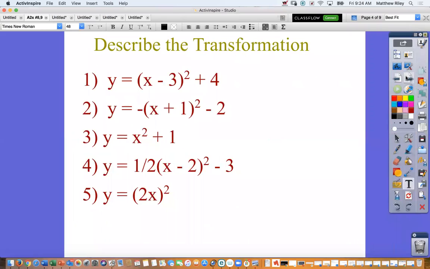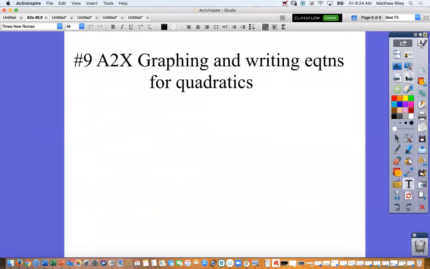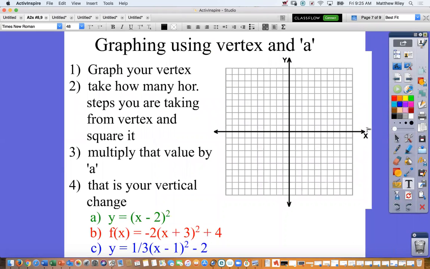So this is all the stuff we did yesterday, and here is our next one. Graphing and writing equations for quadratics. Today's lesson really shouldn't take us more than about 20 to 30 minutes. We talked about this yesterday, but I didn't want that to be the focus. This is going to be our focus today. How do we use that A value to graph?